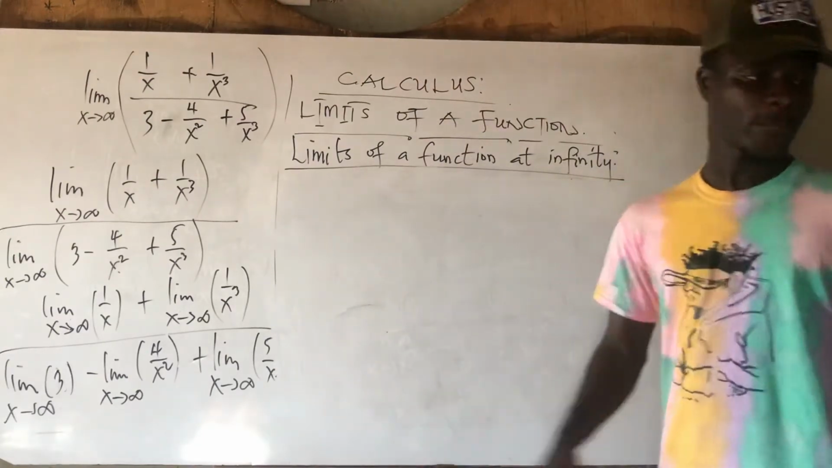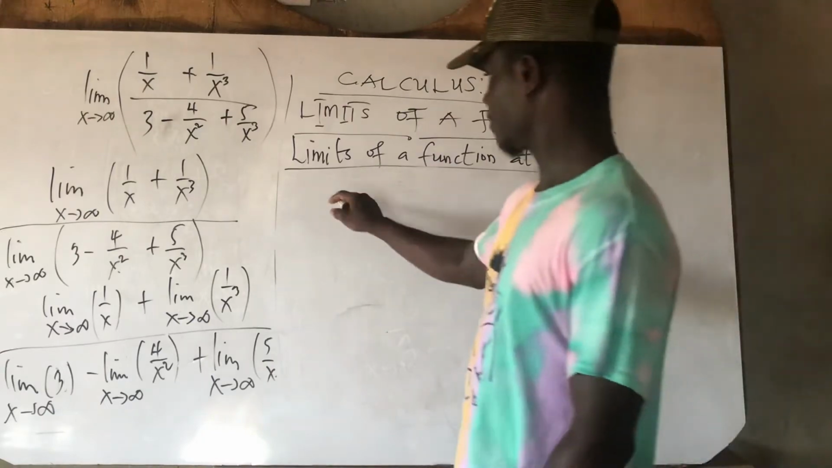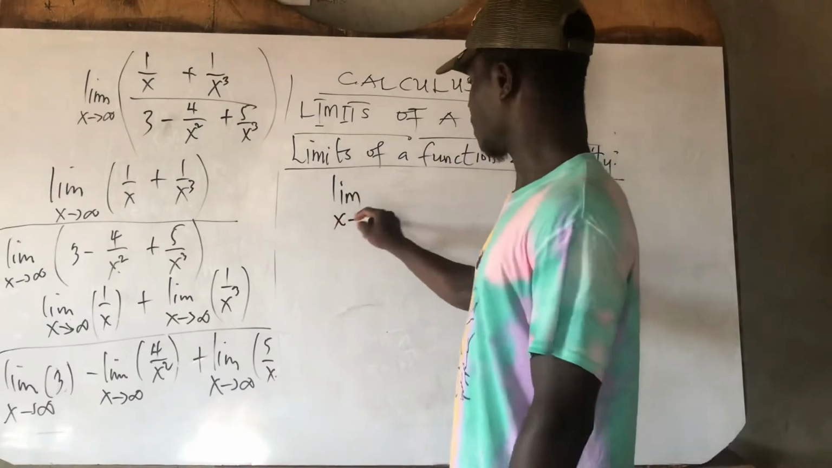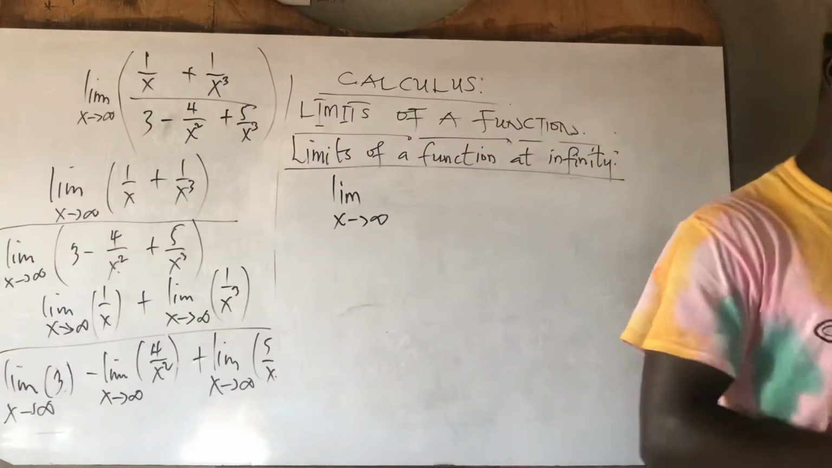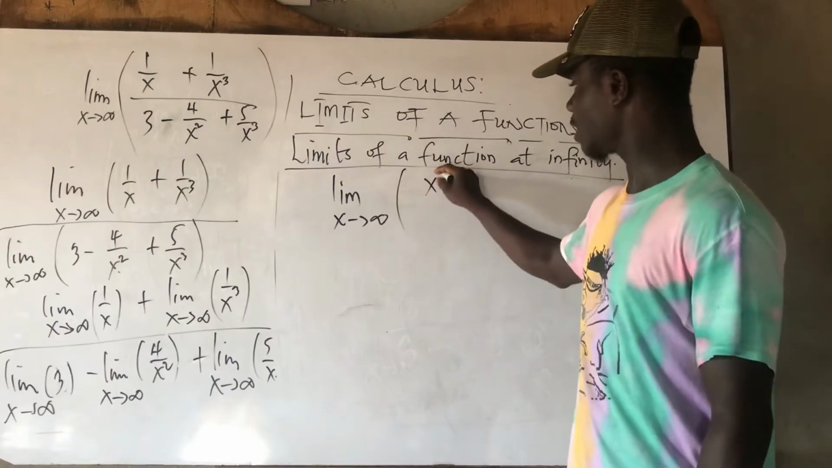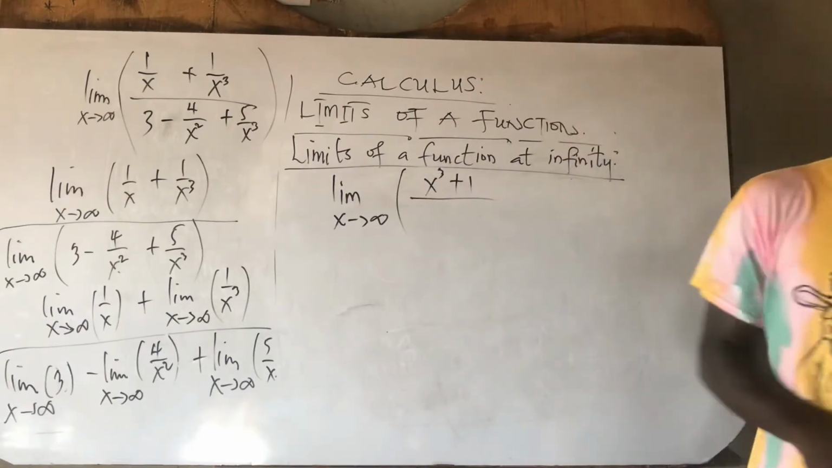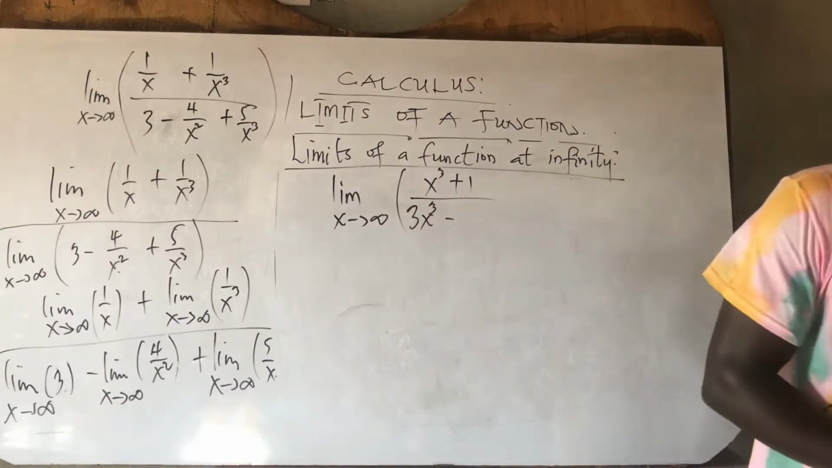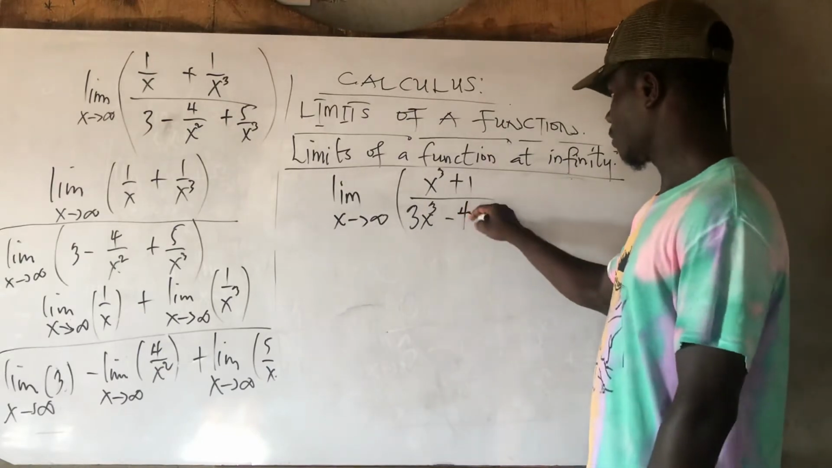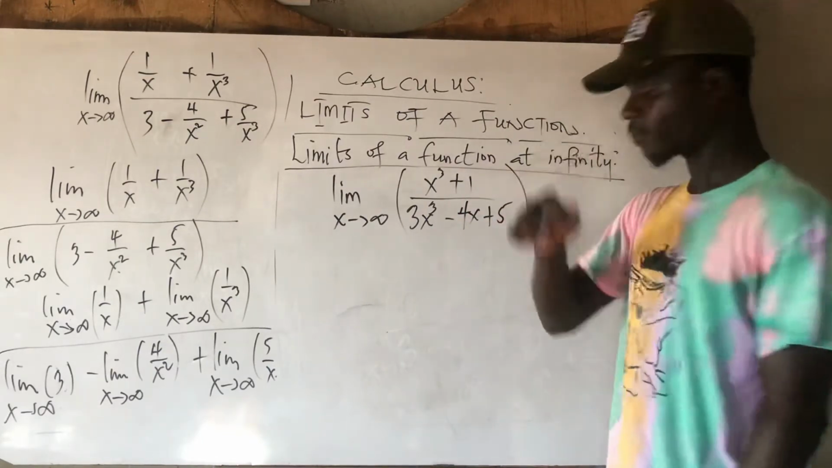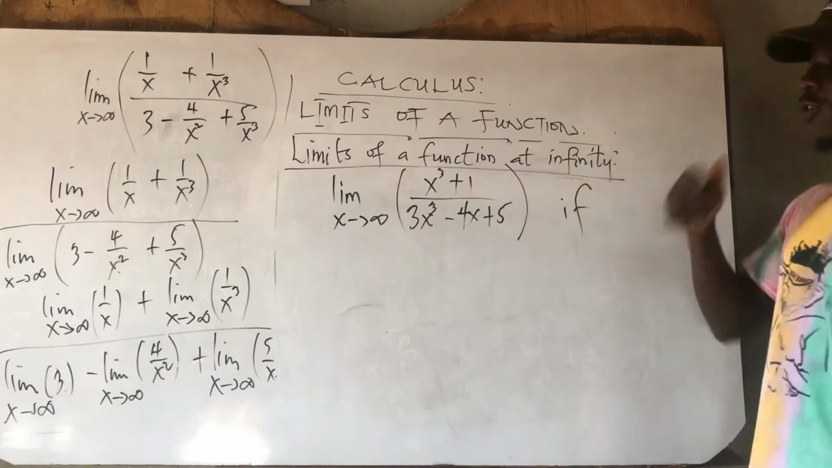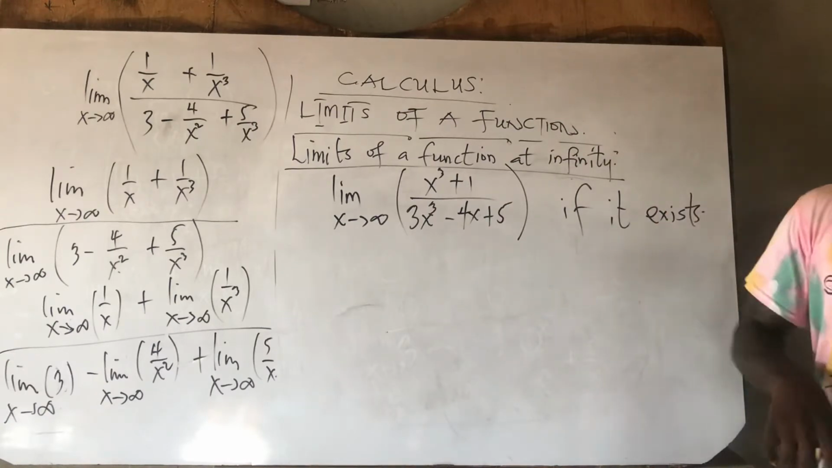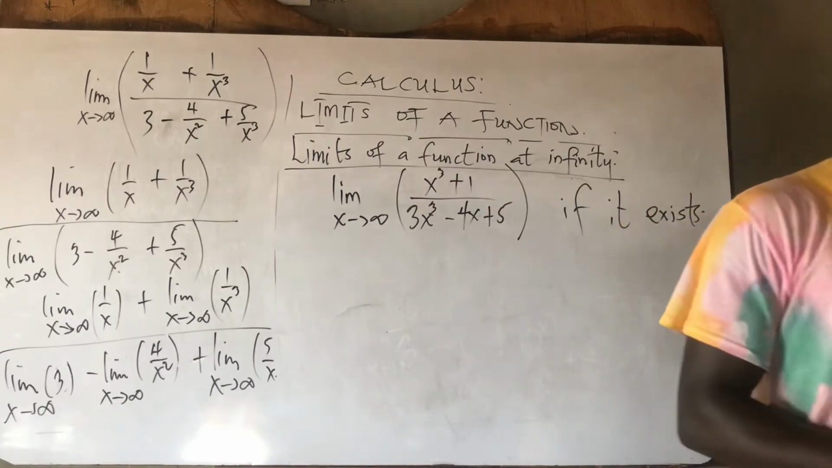So we said find the limit as x approaches infinity, as x approaches a larger value, of the function x cubed plus 1 all over 3x cubed minus 4x plus 5, if it exists. If it exists. So now let's see.